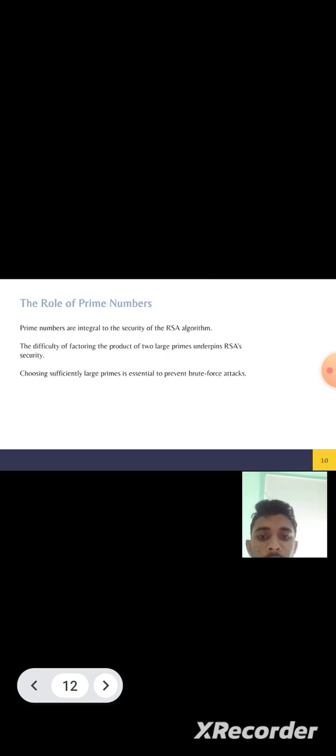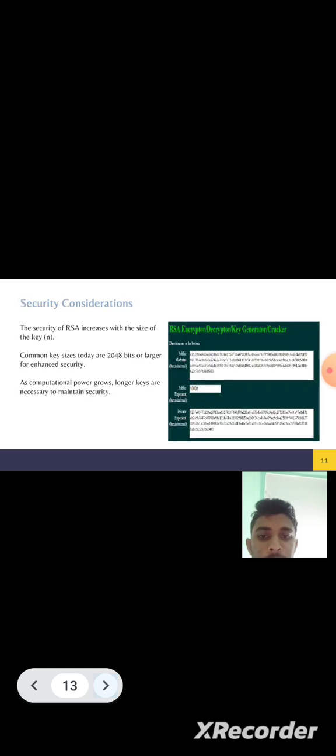The role of prime numbers. Prime numbers are integral to the security of the RSA algorithm. The difficulty of factoring the product of two large prime numbers underpins RSA's security. Choosing sufficiently large prime numbers is essential to prevent brute force attacks.